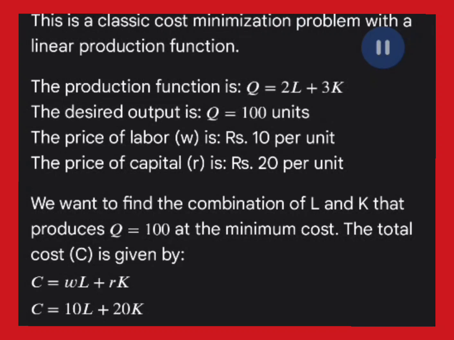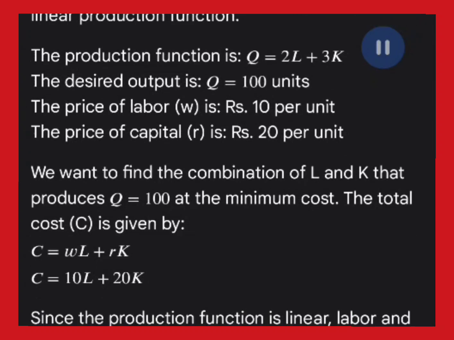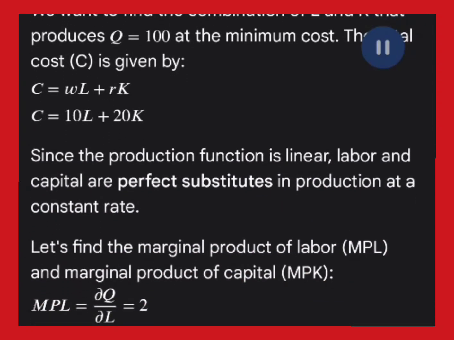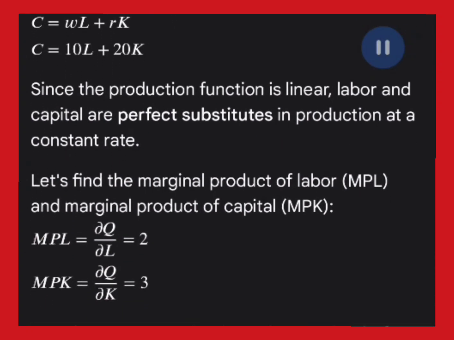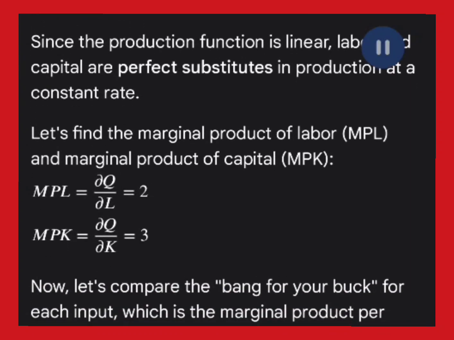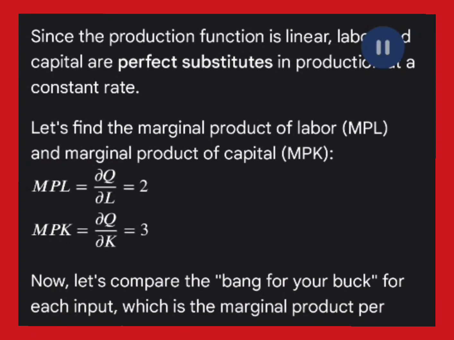We want to find the combination of L and K that produces Q = 100 at the minimum cost. The total cost C is given by C = WL + RK, so C = 10L + 20K. Since the production function is linear, labor and capital are perfect substitutes in production at a constant rate.